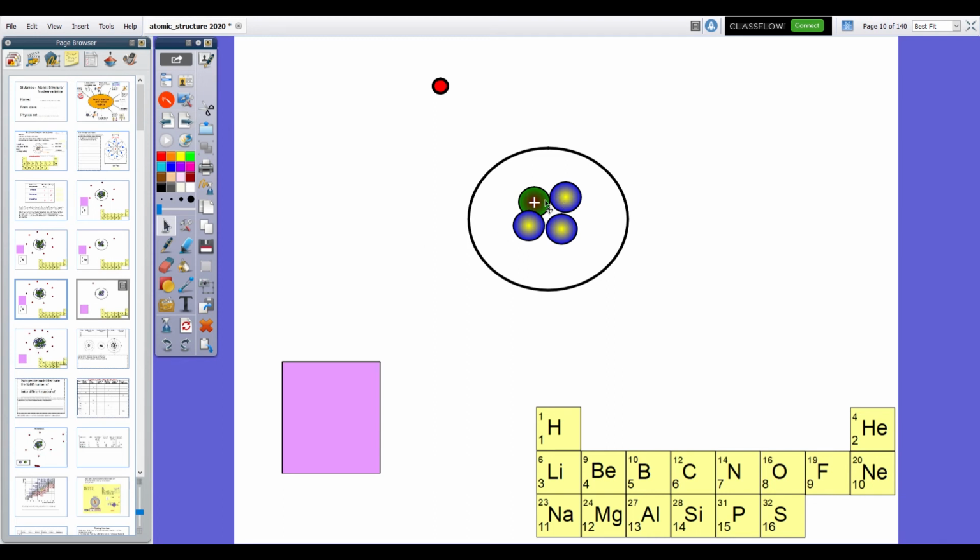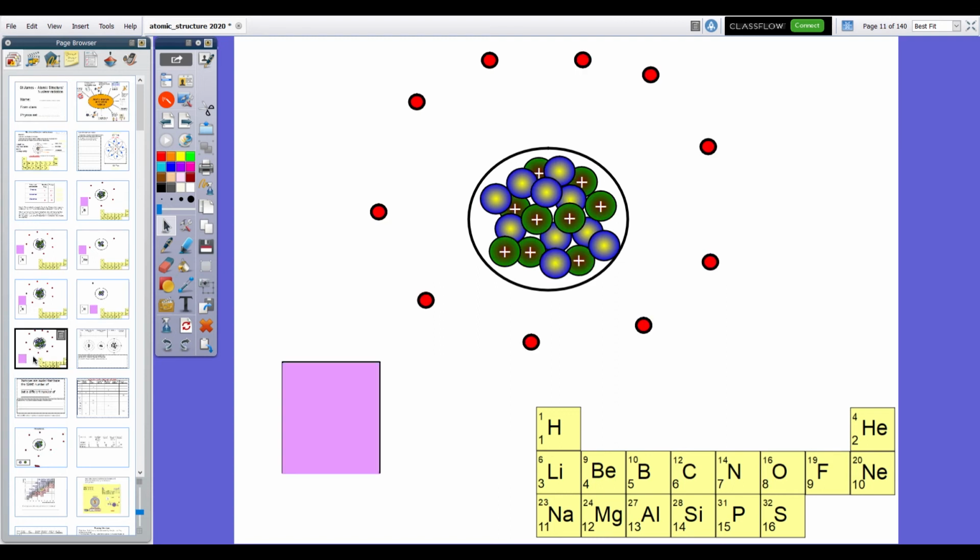Just 1 proton and 3 neutrons. So that tells me the numbers are 1 and 4. 1 because it's 1 proton, and 4 here. And what element are we looking at? We're looking at hydrogen, because hydrogen is the only element with one proton.